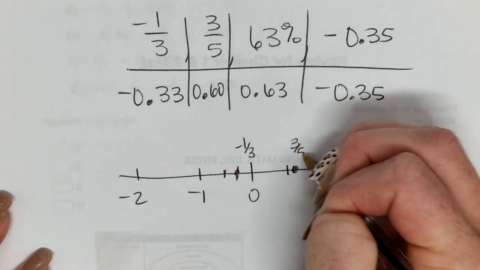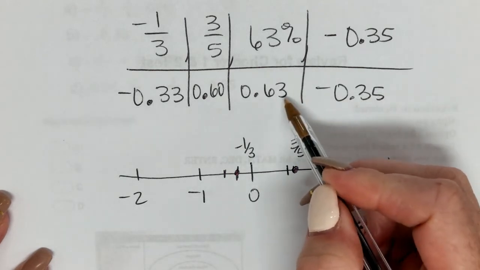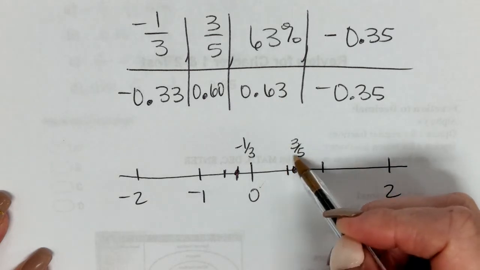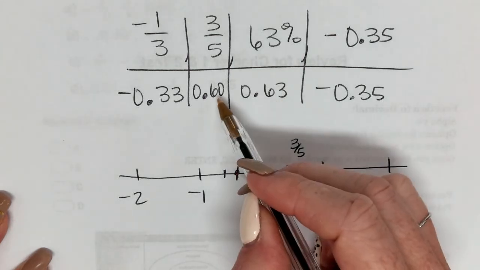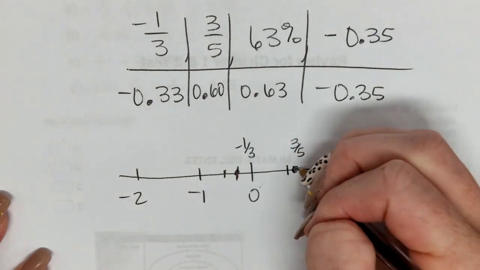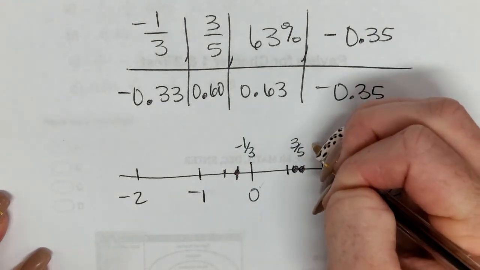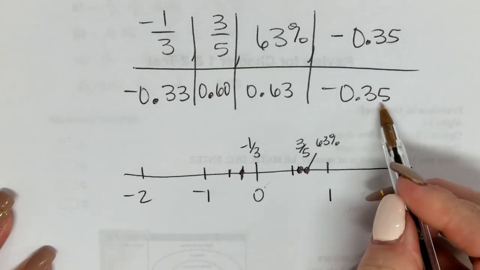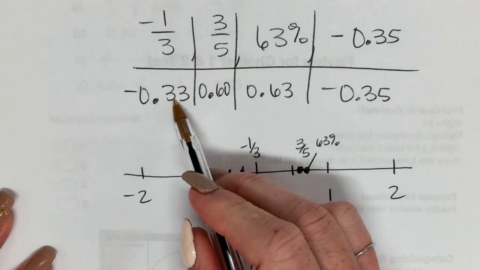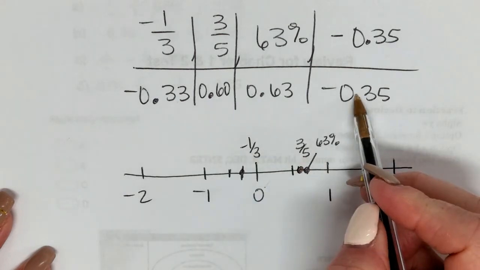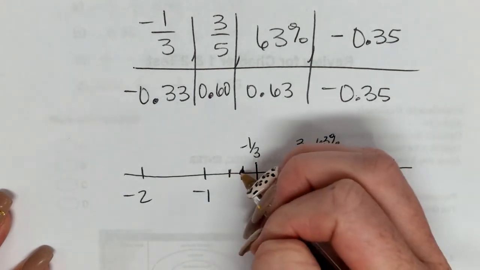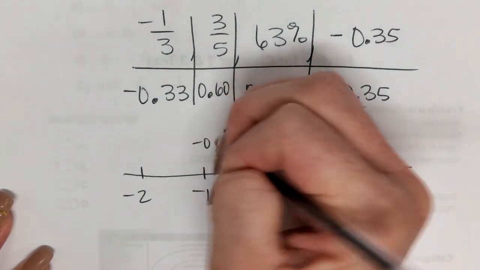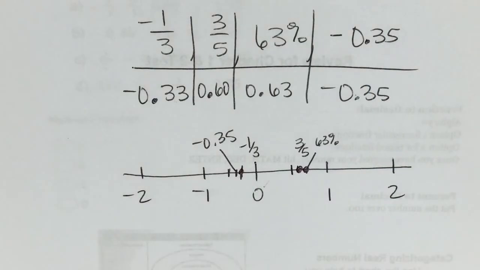So 3/5. Where would I have 63 cents? Closer to 0 from here. Or is it a little bit more than 60? So maybe right in here. So that's going to be 63%. Okay, and where would I owe 35 cents? Would I owe more than 33 or less than 33? I owe more, so it's going to be further away from 0. So that is -0.35. They are now in order for you.